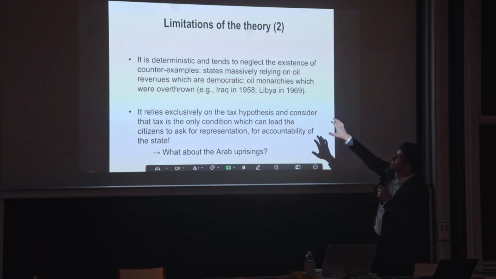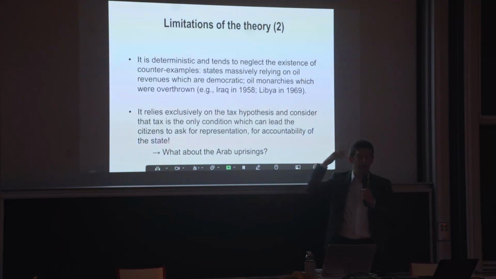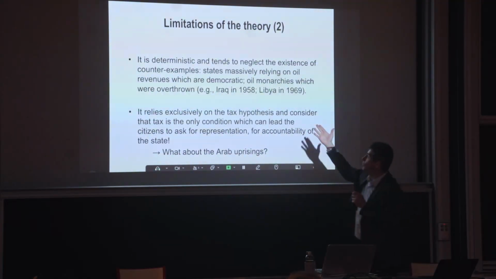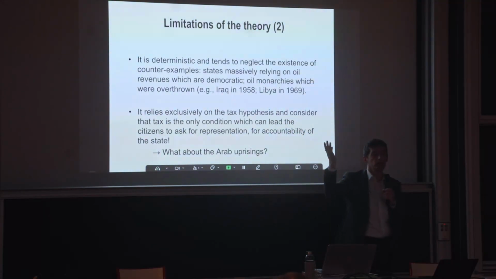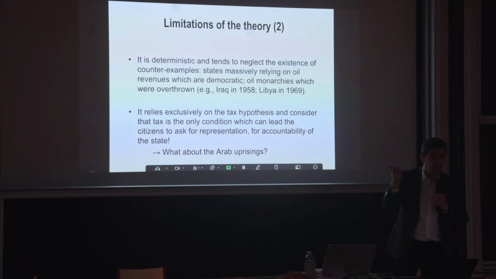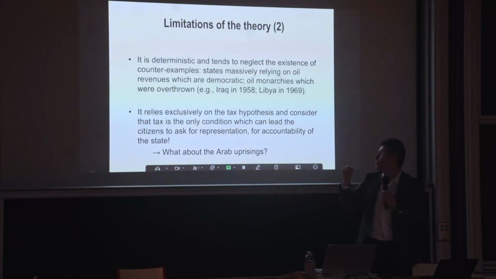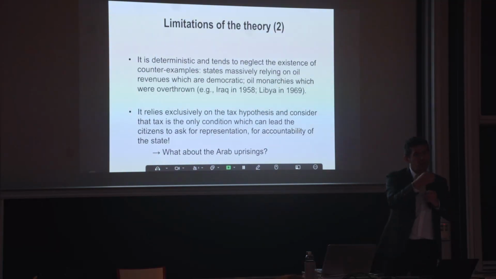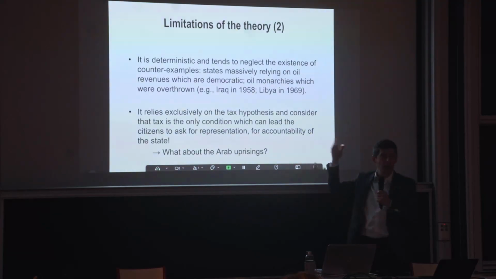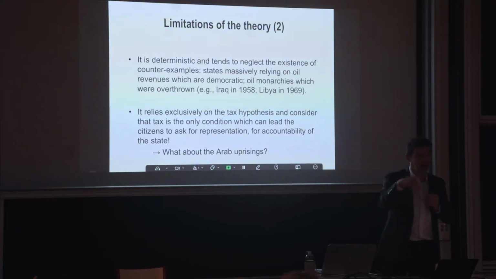Another problem is that it's deterministic and tends to neglect the existence of counterexamples. For instance, Iraq in 1958 was an oil-producing country, and the monarchy in Iraq was overthrown by popular protest. The same in Libya in 1969. So there are examples of monarchies which were rich and which were overthrown by political movements. So this idea that as long as you are in a financially stable situation, you are safe as a ruler, there are counterexamples.